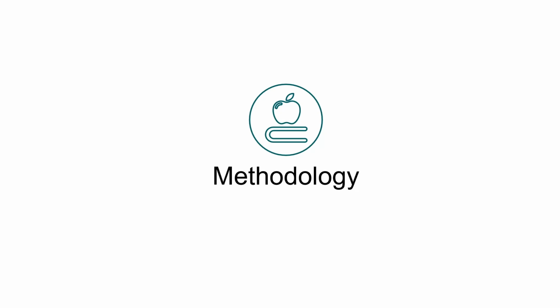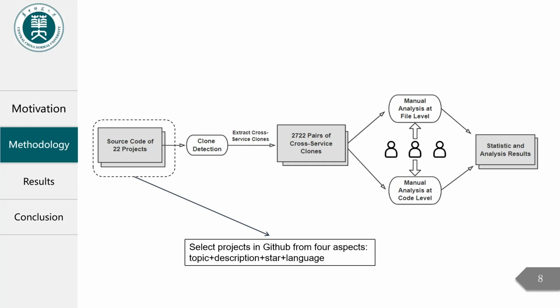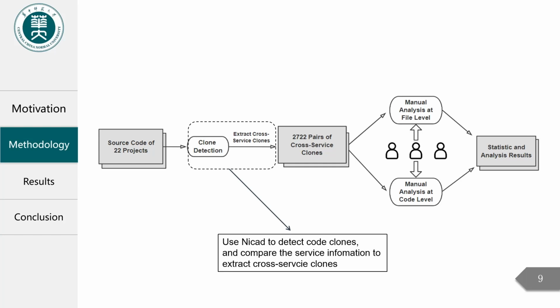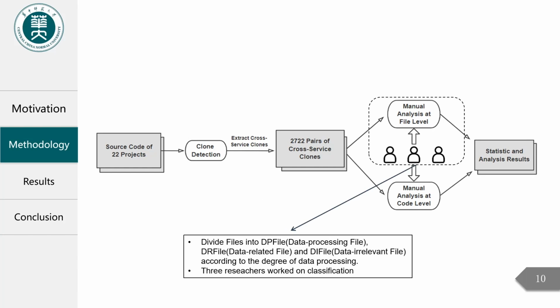Then we design our methods. First, we selected 22 open source projects from GitHub. We tried to find projects which have a topic or description related to microservices, obtained more than 10 stars, and are programmed in Java. Next, we use NiCad to detect code clones in these 22 projects and compare their service information to extract cross-service clones. We found 2,722 pairs of clones in these projects.